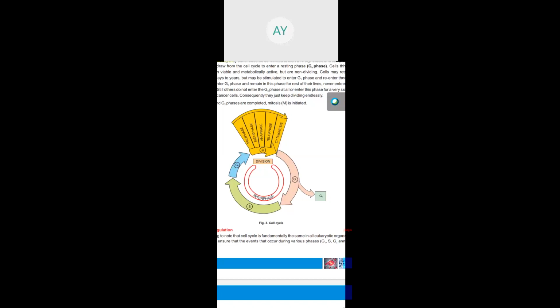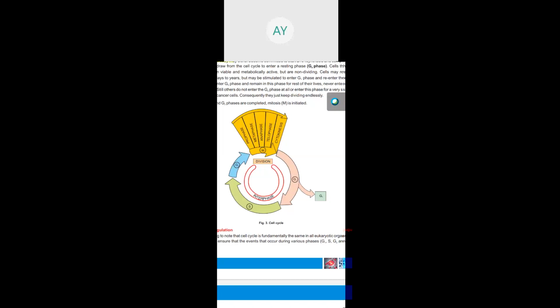After complete preparation of all this material, only then will the cell enter the division phase, that is, the mitotic or meiotic division phase. You can observe the yellow or orange color indicating the M phase. So draw that diagram and try to learn. And G0 phase: if the cell does not want to multiply or prepare its materials, then it will go into G0 phase.